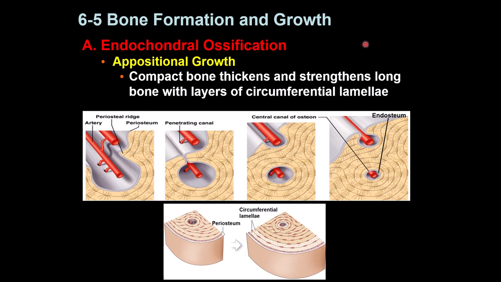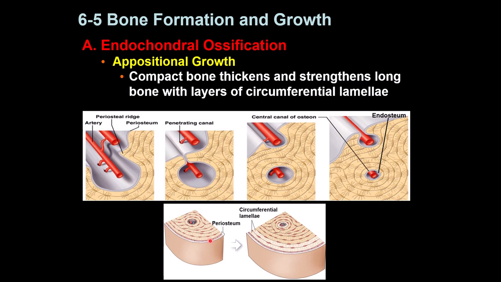There are two ways that bones grow under endochondral ossification. One is called appositional growth. It means that the thickness of the bone increases, or the bone becomes thicker. If you look at this image, here you see the periosteum in the periphery, and these are the circumferential lamellae.